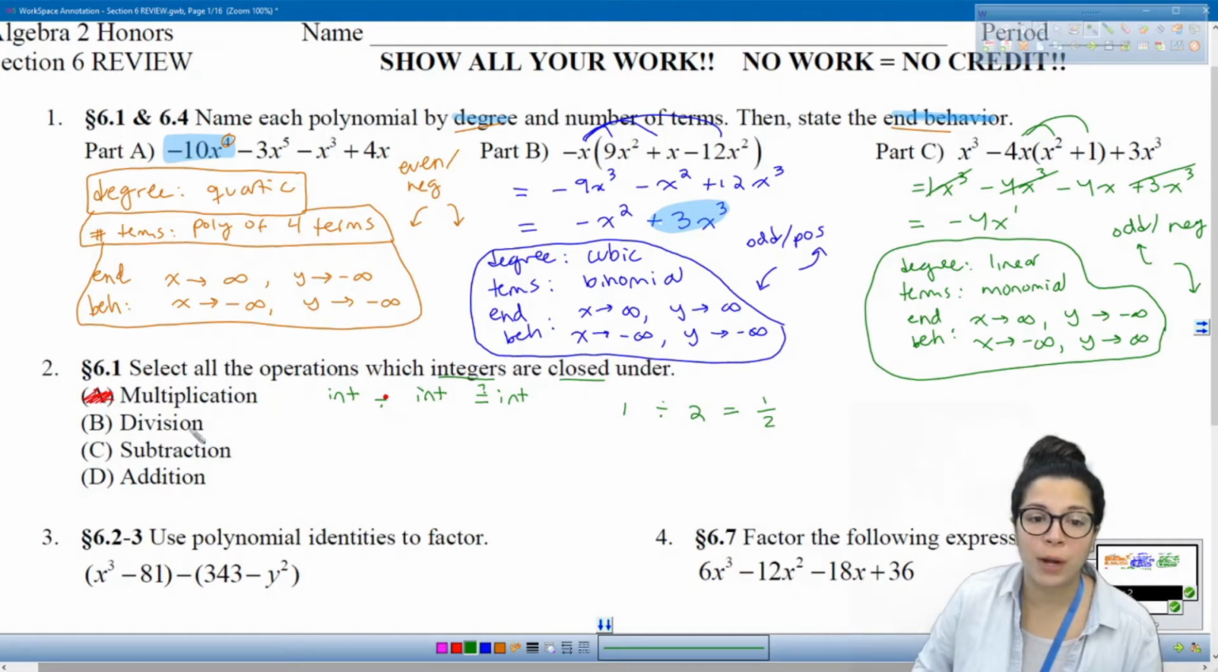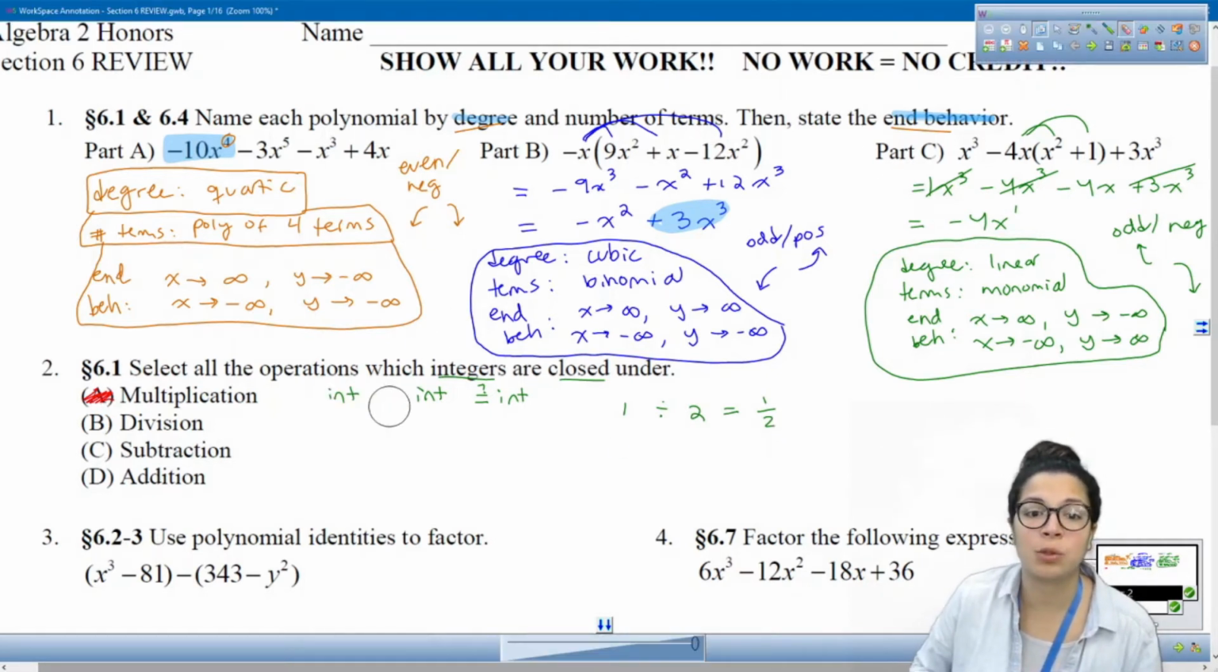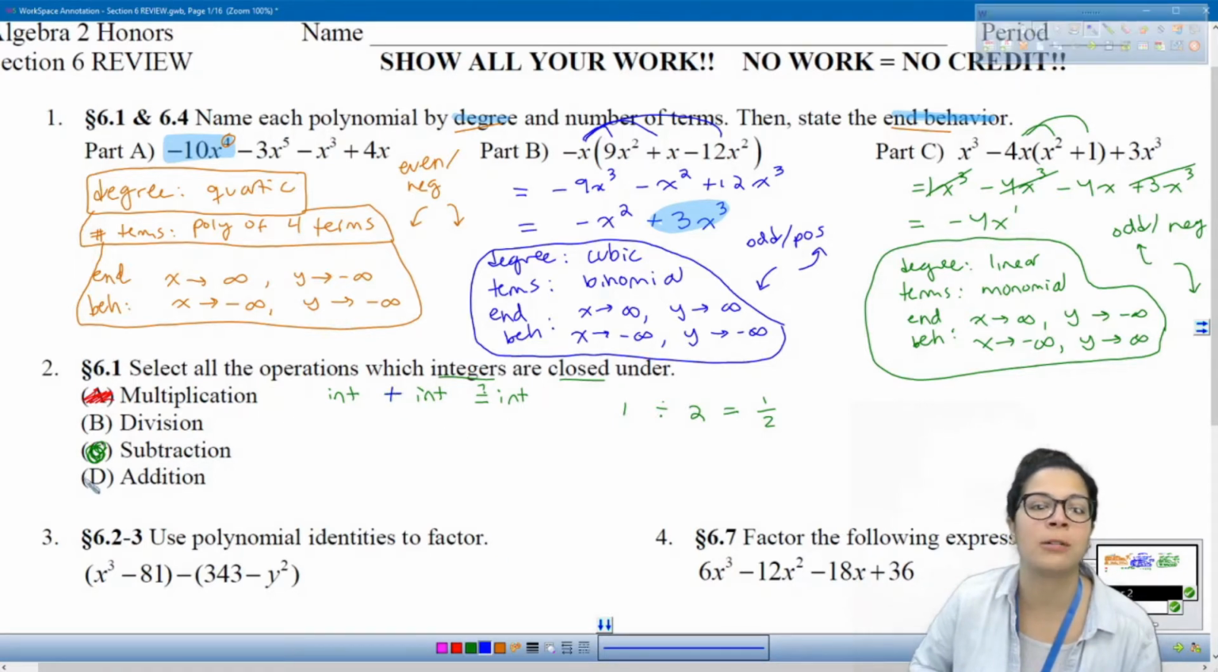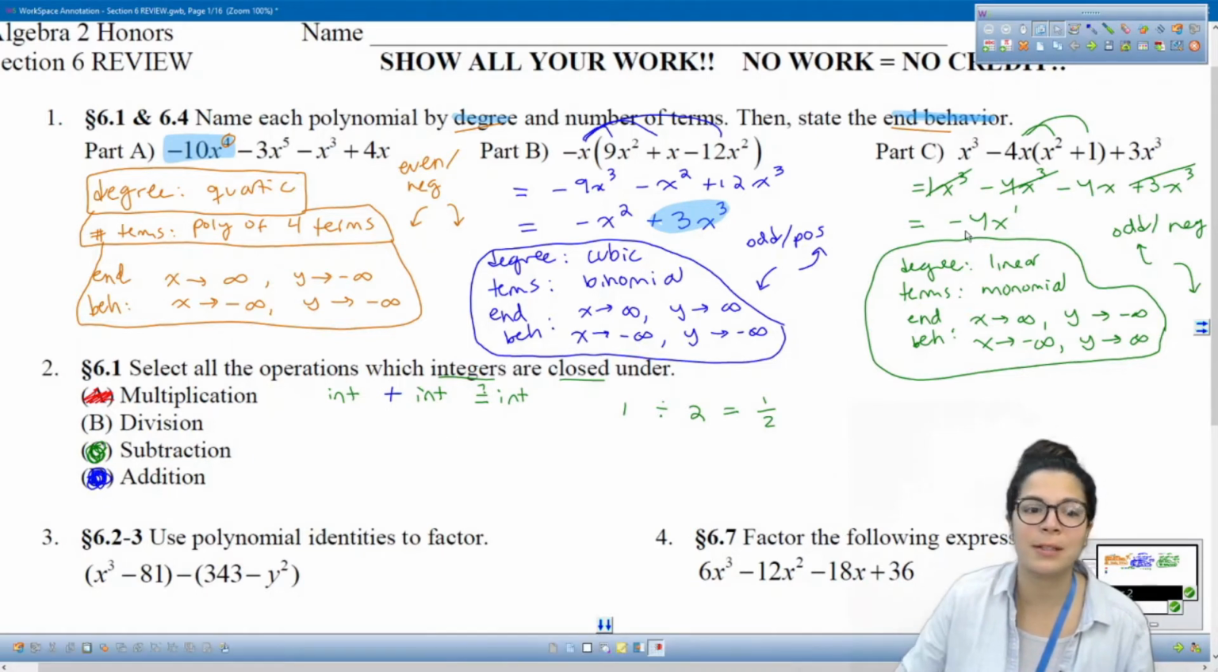So no. For subtraction, if I take an integer and I subtract another integer, do I always get an integer? Yes. And then lastly, for adding, if you take an integer and you add another integer, do you always get an integer? Yes.